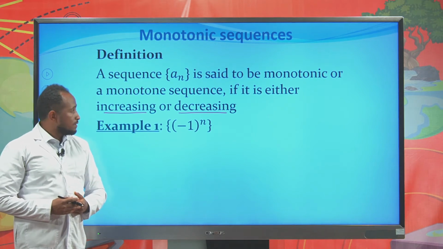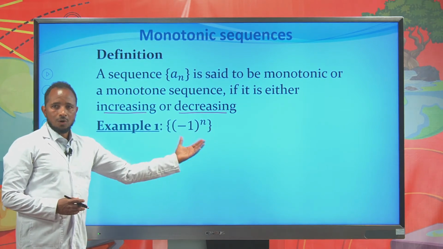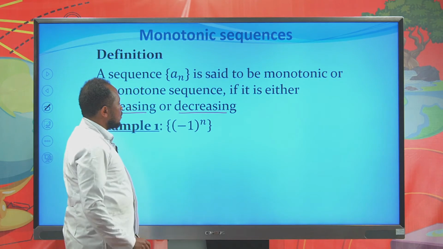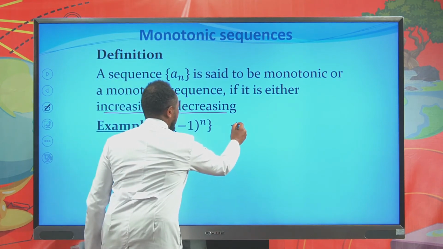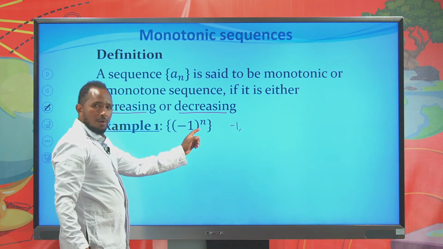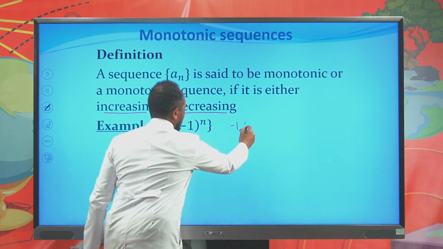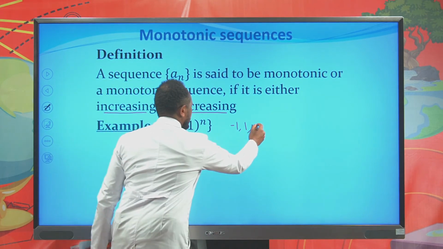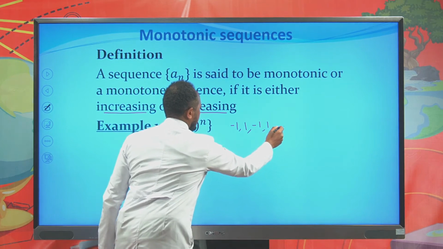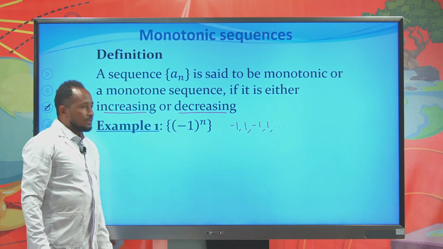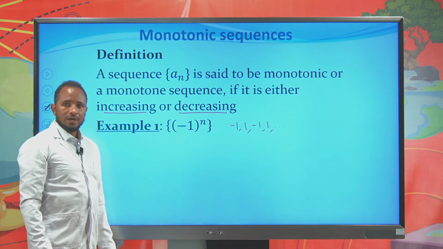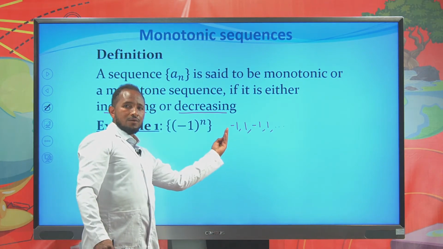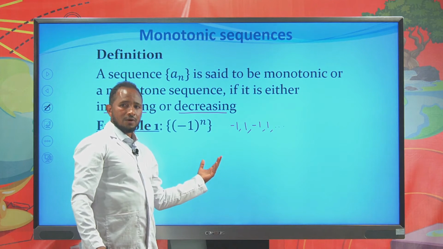To check this, we just need to list the terms of this sequence. If you list the terms, the first term, when you put 1 in place of n, you get negative 1. The next term, negative 1 to the power of 2, is positive 1. The third term, negative 1 to the power of 3, is negative 1. So it goes on like this. When you see this, it is neither an increasing nor a decreasing sequence, because a higher term is not greater than or equal to the preceding term, nor less than or equal to it.